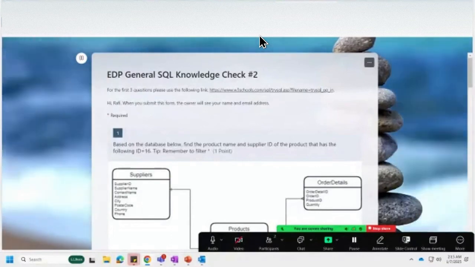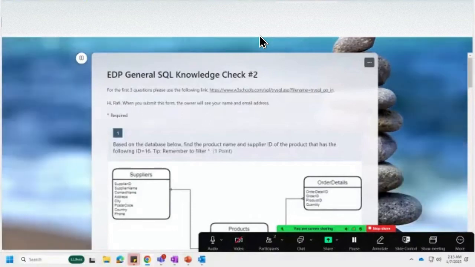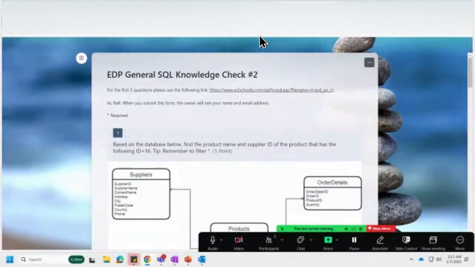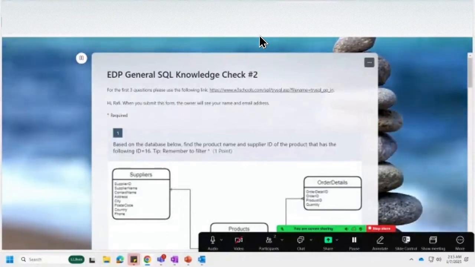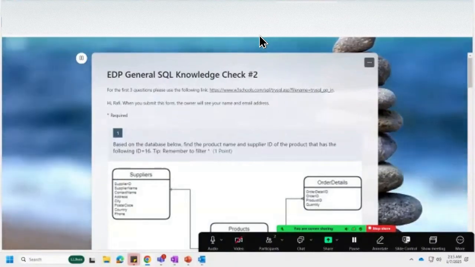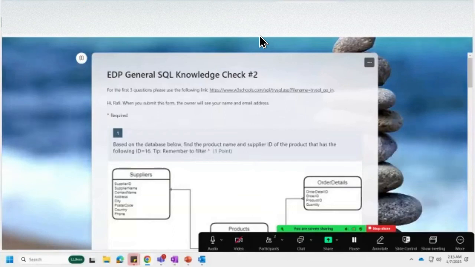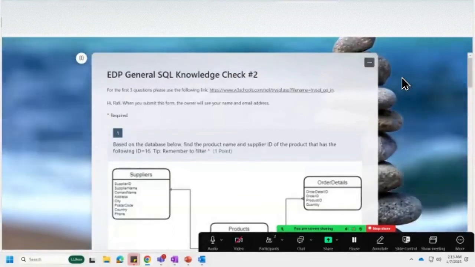Okay, same issue. I have disconnected from one network and changed to the other. So what is this? It's a little bit blurry, but I can see for the first three questions, please use the following link. It is the boot camp that they have given you access to. So you have to do this.